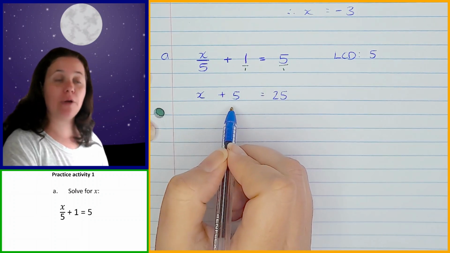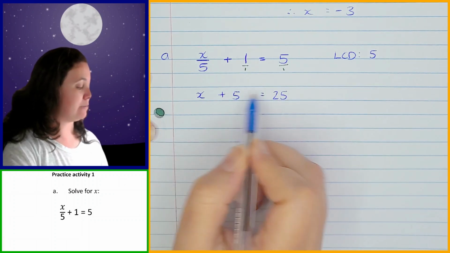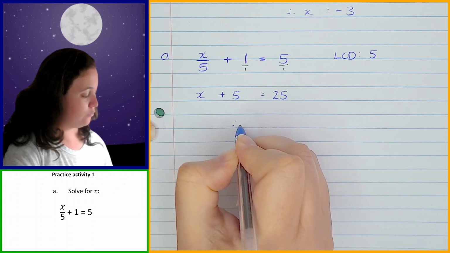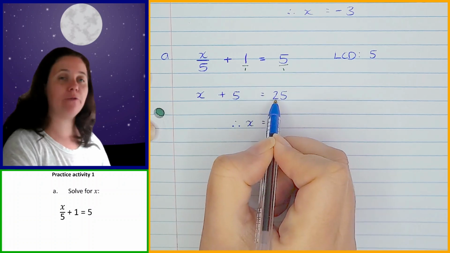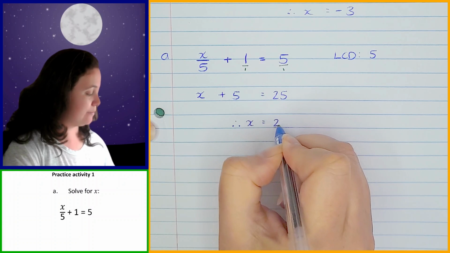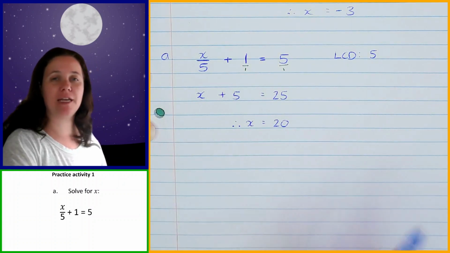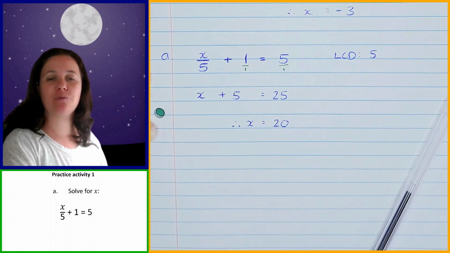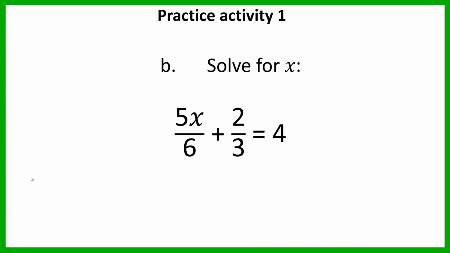So now I'm going to solve for x. I need to get rid of the 5 over here by subtracting 5 on both sides. So therefore, x is equal to 25 minus 5, which is 20. So that's what you should have got for question A, that x is 20. Let's go on to question B. In question B, we've got 5x over 6 plus 2 over 3 equals 4. Let's give you 1 minute for this one as well.